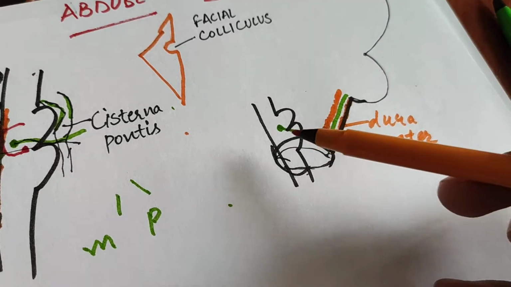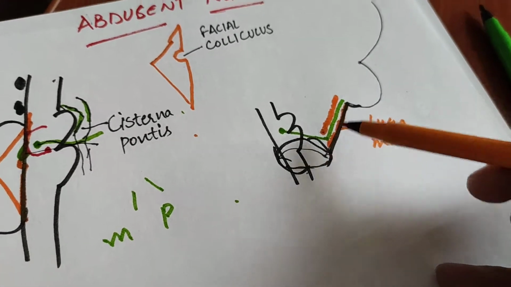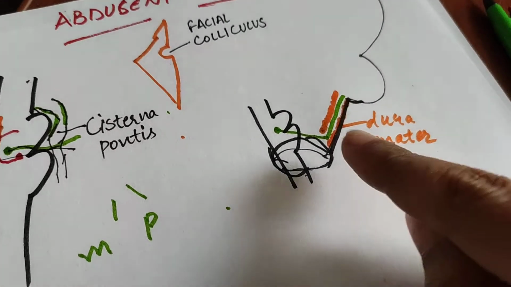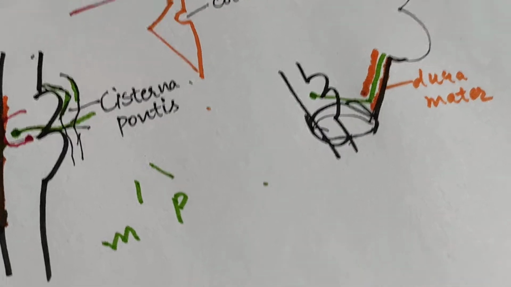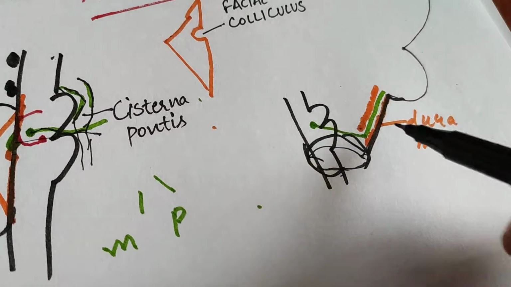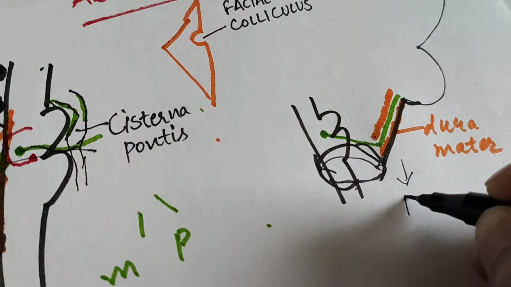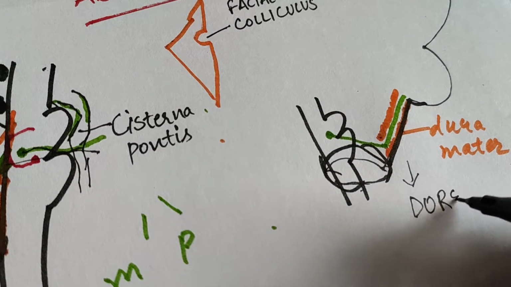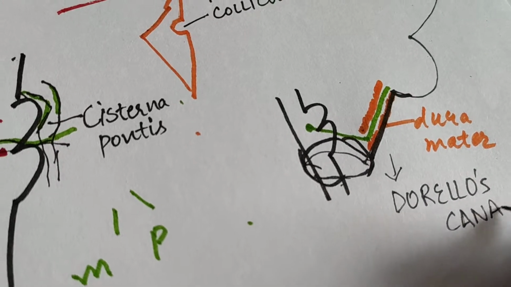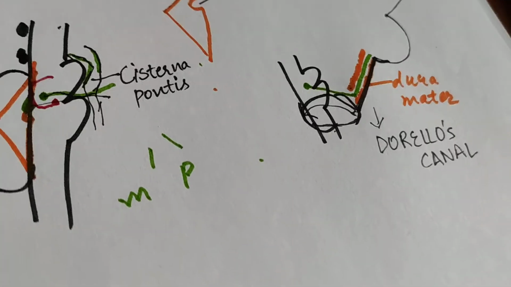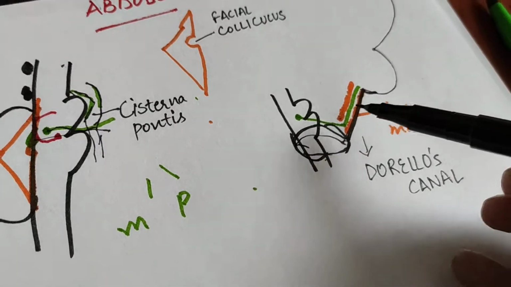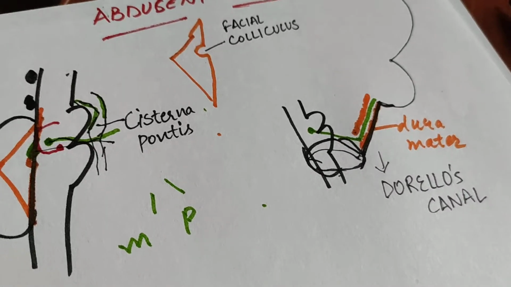So through this it is moving along the clivus, and this forms a type of canal, known as the dural canal. This dural canal is known as Dorello's canal, between the meningeal and endosteal layer.